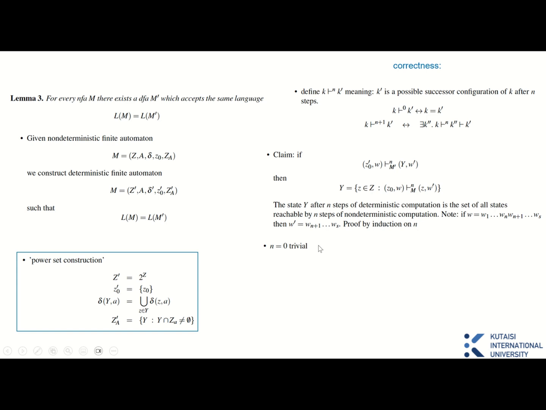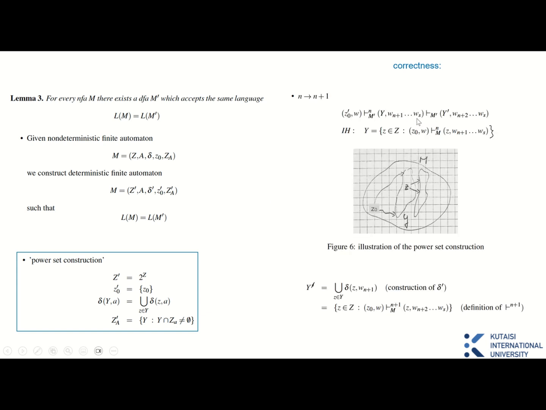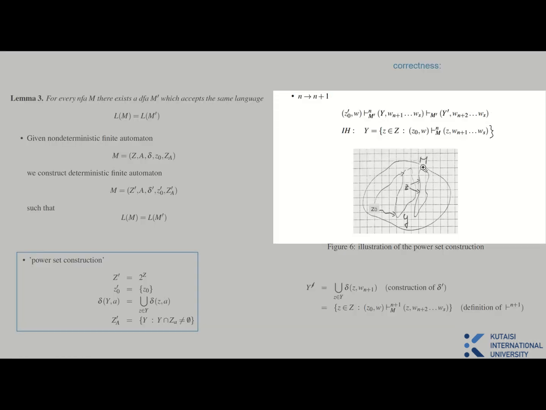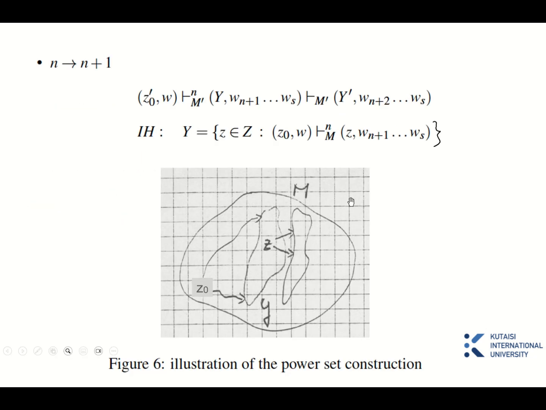N is the number of steps you're making. If n is 0, this is trivial because you're not making any steps. And if n is 1, this is also actually very easy. I'm just going to tell you what it is, and I will leave it for you to work out. This is the whole point.